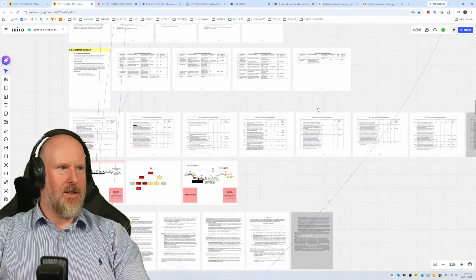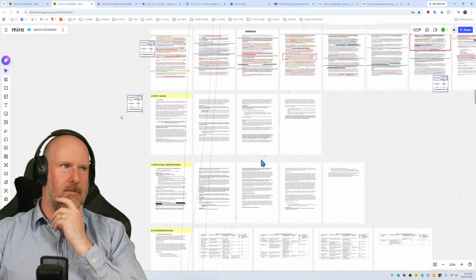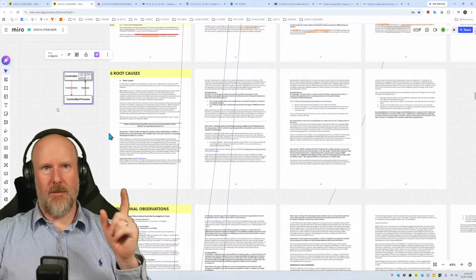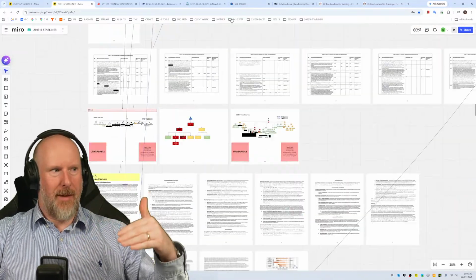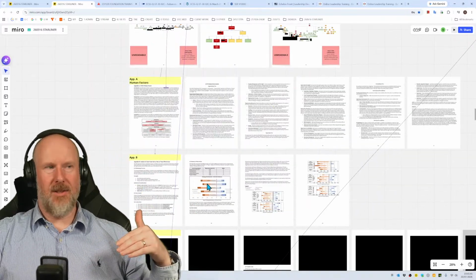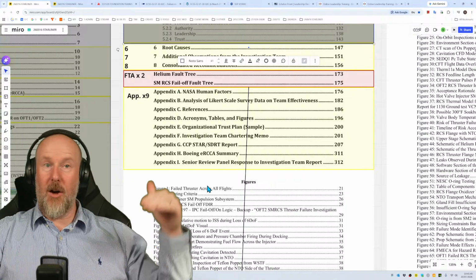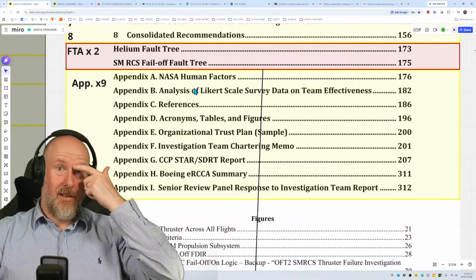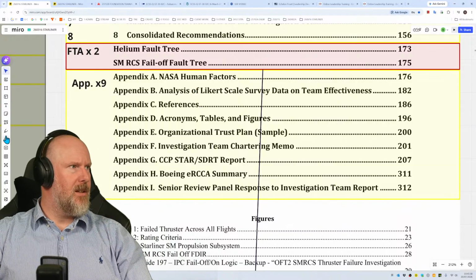And then recommendations. So there is a strong chance, though not certain, strong chance we will get through this in live stream 22, maybe 23. And then any live stream after that will be focused on the appendices. So the appendices consist of, well, a lot of appendices, as you can see. So we've got human factors, the Likert scale data, references. So this, let me just highlight this one.